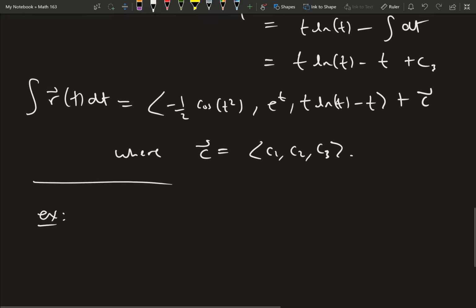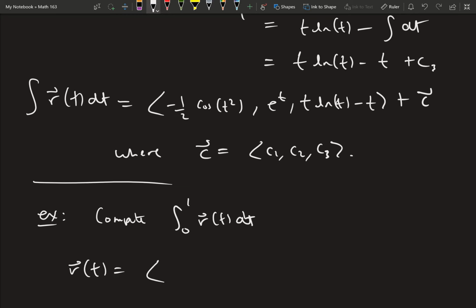We'll do one more example. So we want to compute the integral from 0 to 1 of r of t dt, where r of t is 1 over 1 plus t squared, then secant squared of t, and then 1 over 1 plus t.